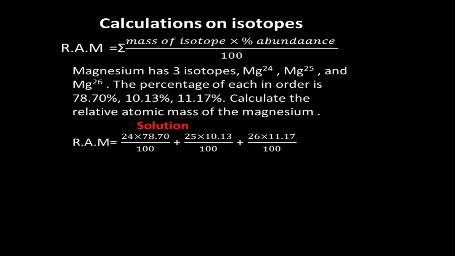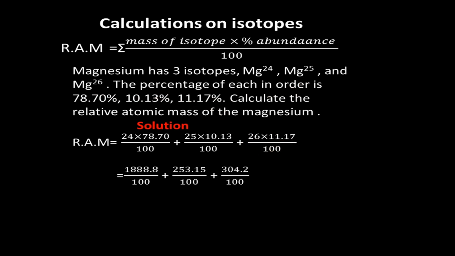Solution: recall our formula is given as relative atomic mass equal to summation of mass of isotope times percentage abundance over 100. So for the first one, we take the mass, which is 24, times the percentage over 100. So this is 24 times 78.7 over 100 plus 25 times 10.13 over 100. That's for the second one. The mass is 25 and the percentage is 10.13. The third one is 26 times 11.17 over 100.